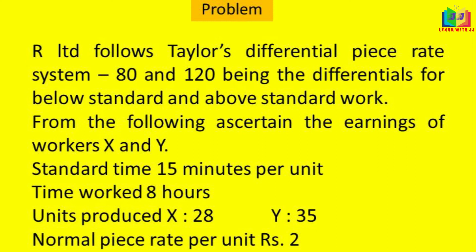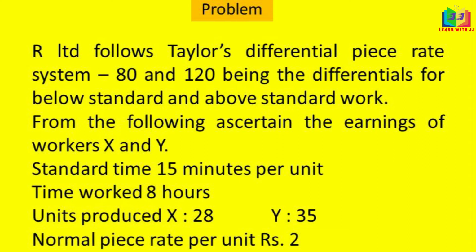Standard time 15 minutes per unit, time worked 8 hours, units produced: X produces 28 units and Y produces 35 units. Normal piece rate per unit is rupees 2. Normal piece rate was given. In this problem, nothing is mentioned regarding the method of calculating the earnings, so we can calculate the earnings of these workers under straight piece rate system as well as differential piece rate system.